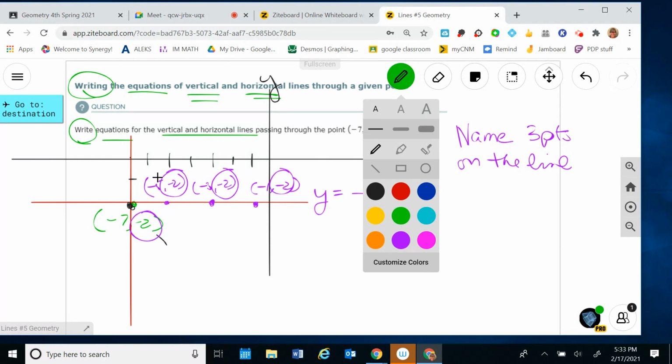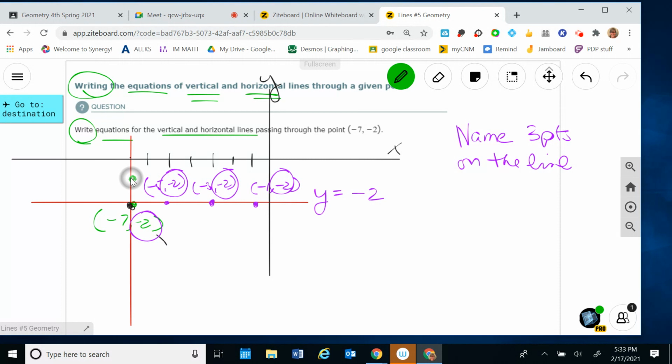Okay, so let's try this one. Name 3 points on this line. -7, -2 is 1. What is this one? -7, -1. What's this one? -7, 0. Do you see the pattern? In this case, x is equal to -7.